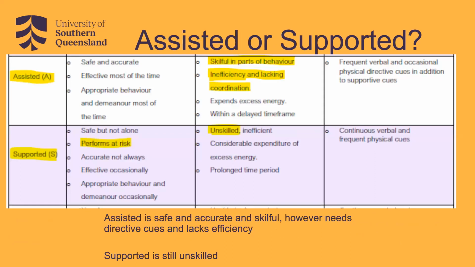Is it assisted or supported? Assisted is skillful in parts of behaviour, and they have some safe and accurate, effective most of the time in their skill, but they are inefficient and lacking coordination. Whereas supported is safe, but needs to be supervised. They perform at a risk and not always accurate. They are still unskilled and inefficient, and they require continuous verbal and frequent physical cues.